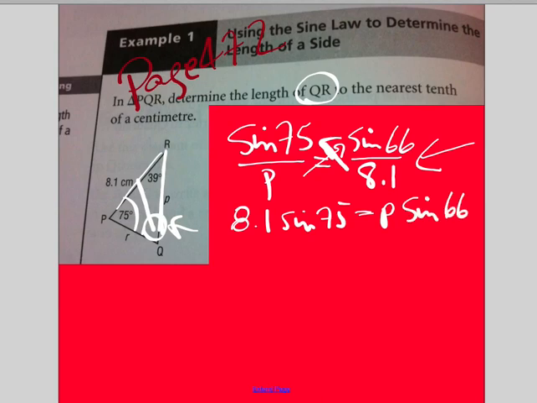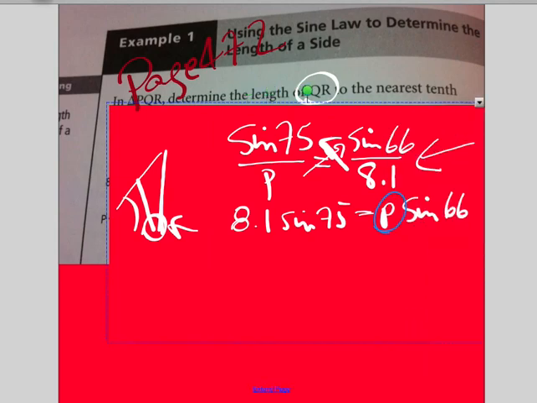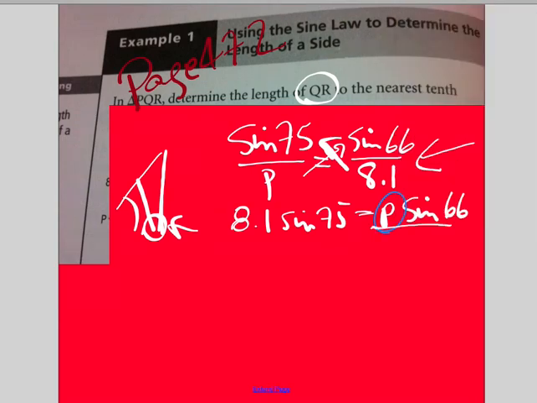Now I want to isolate P, so I'm going to multiply both sides by, or divide both sides by sine of 66. So I divide this by sine of 66. That divides out, so I divide this by sine of 66.